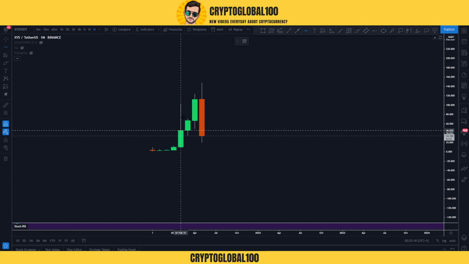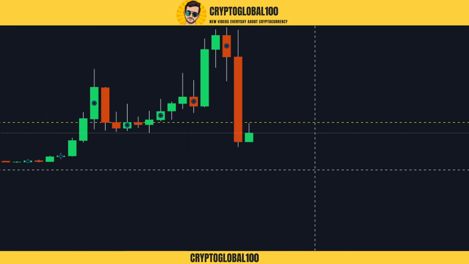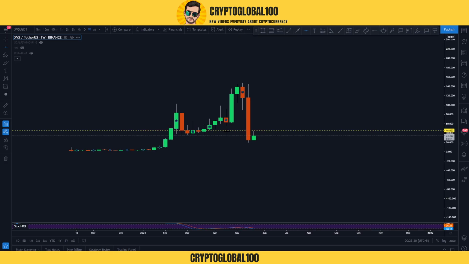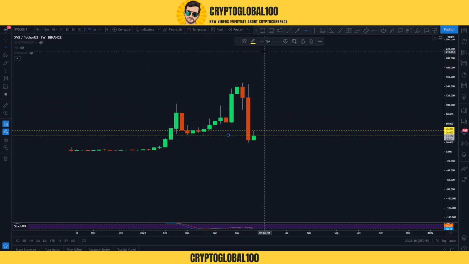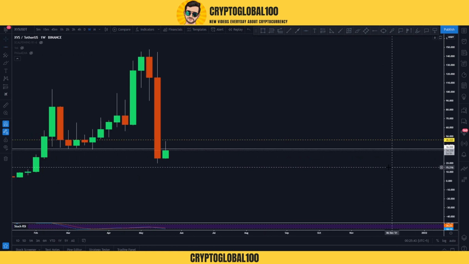So this one is also a good area. Let's move to the weekly one. You can see here how perfectly it bounced off this area, so it shows that this is a good spot, this is a good resistance right now, and this is also a good area. I'm gonna make it white, I'm gonna make it a bold line here as well.